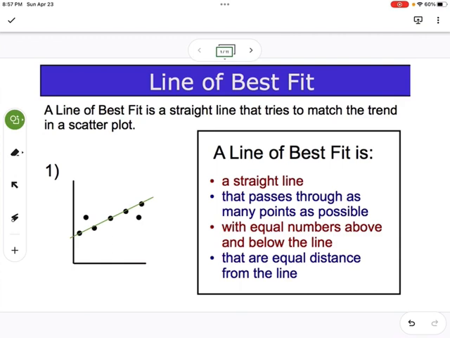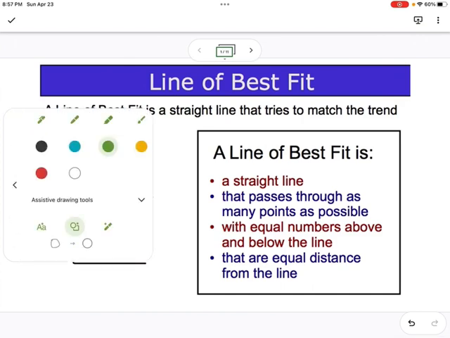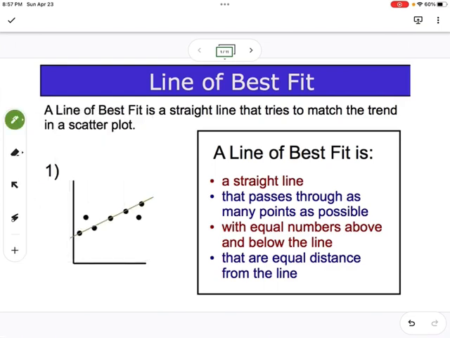Okay. And if we're looking at how many points are touching the line and how close those other points are to the line, we'll be able to identify whether we have a strong correlation, a weak correlation, or again, no correlation. So here we can say that we have a strong correlation because everything is either on the line of best fit or very close.